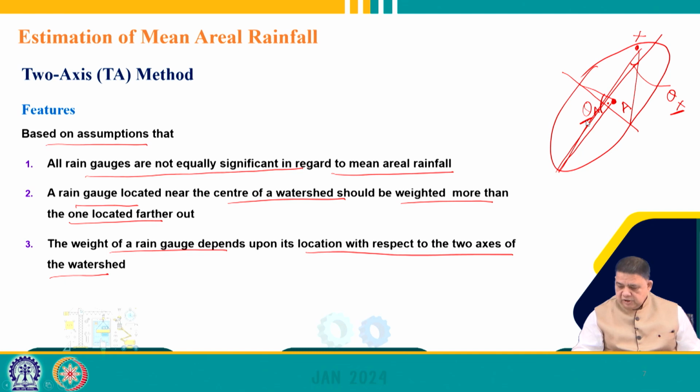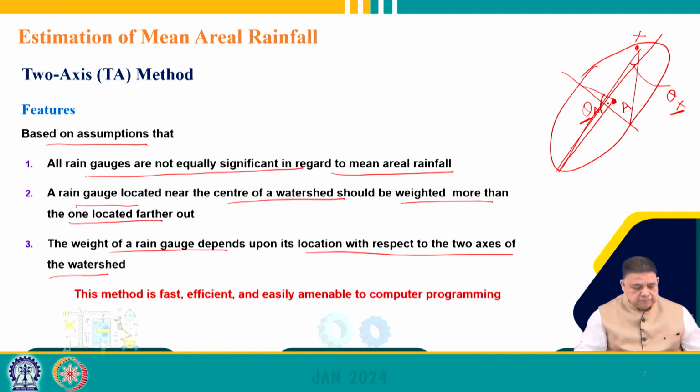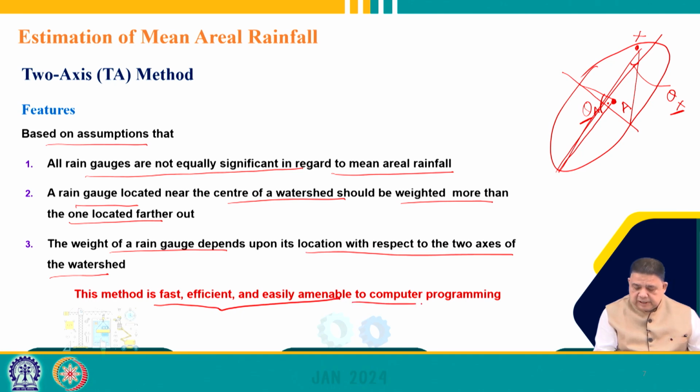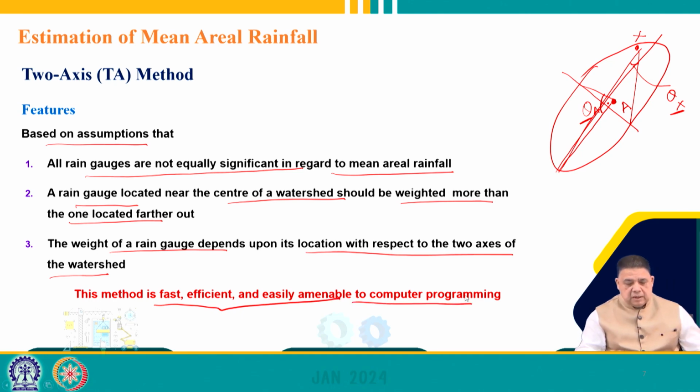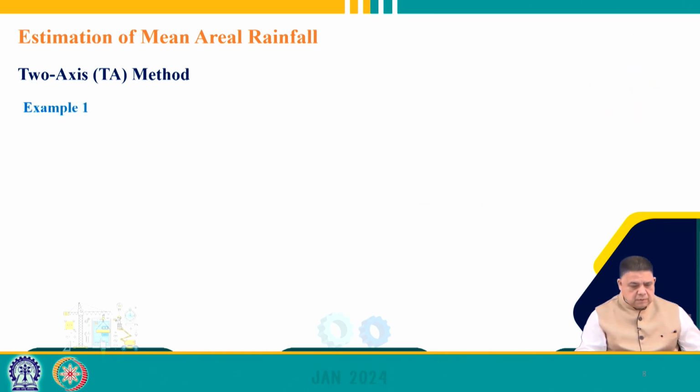So, that is the feature of this particular method, and this method is fast, efficient and easily amenable to computer programming. You can easily write a computer program and use that to measure the rainfall using this method.